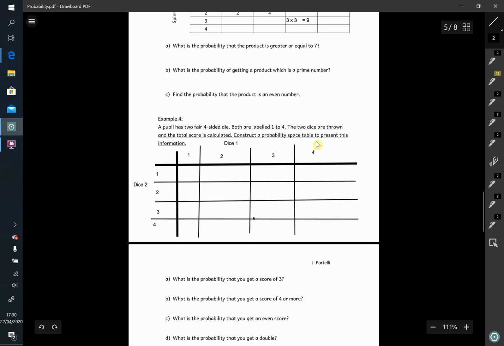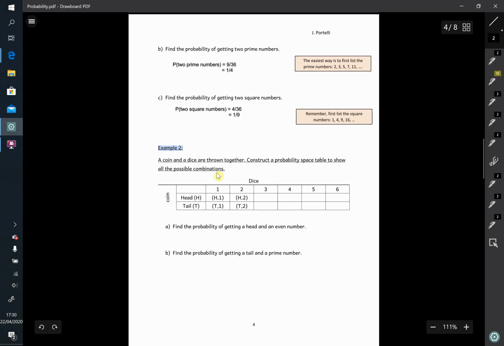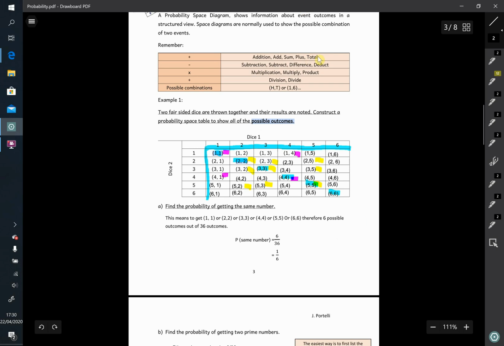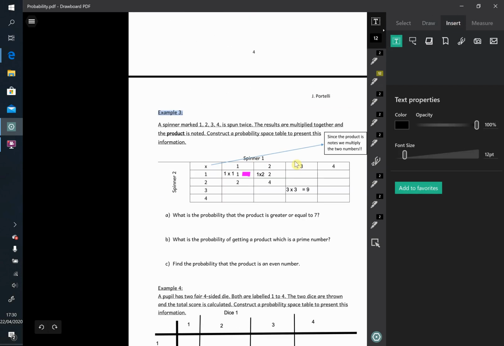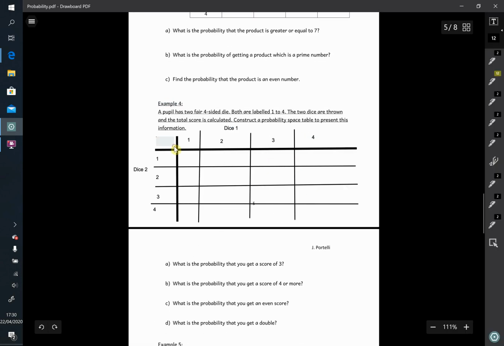So what's it telling us? What should I do inside these boxes? It's telling us they are thrown and the total score is calculated. So you have a total score. And when you have the word total, what do you need to do? You need to plus. So let me insert the plus symbol over here. If I do some working up here, this column is 1, this row is 1, 1 plus 1. So this is 2.